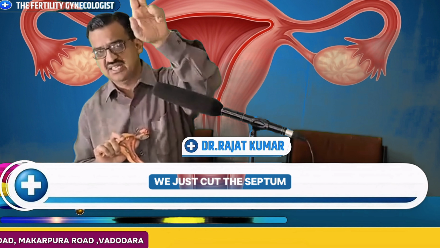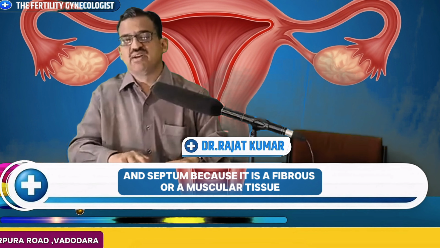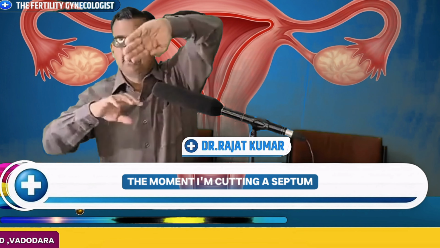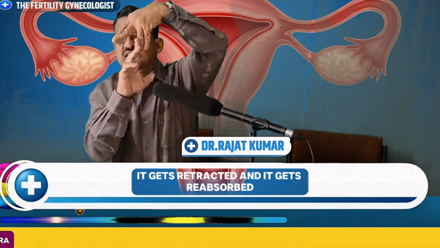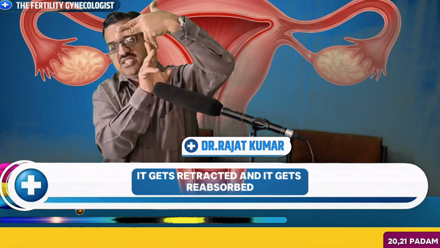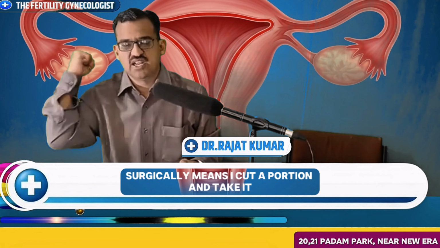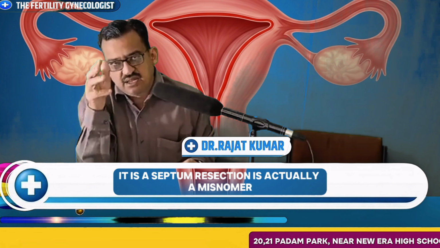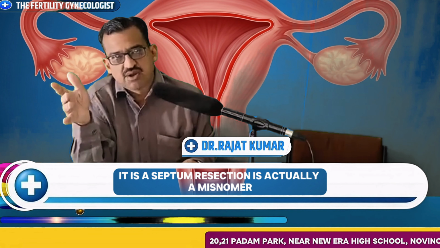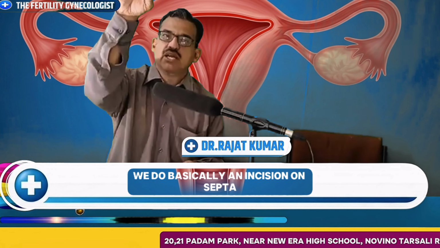Now, the term is septal resection when actually it is an incision. We just cut the septa, and because it is a fibrous or a muscular tissue, the moment I am cutting a septa, it gets retracted and it gets reabsorbed. We don't need to resect. When I say resect surgically, it means I cut a portion and take it out. In septa, it is not required. Resection is actually a misnomer. We do basically an incision on the septa.